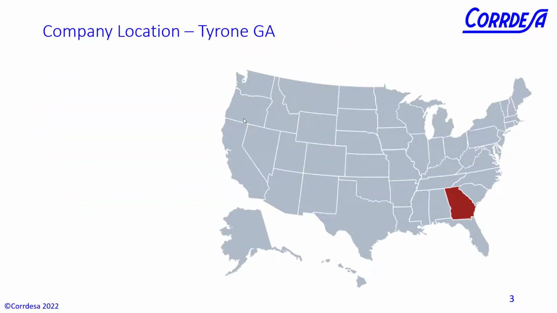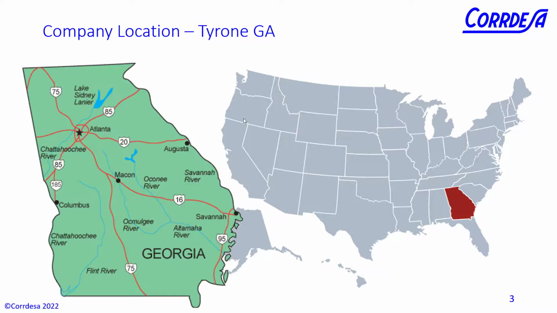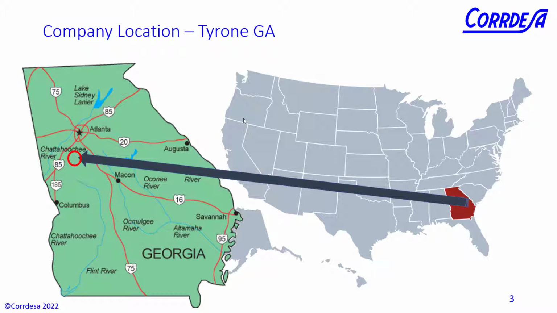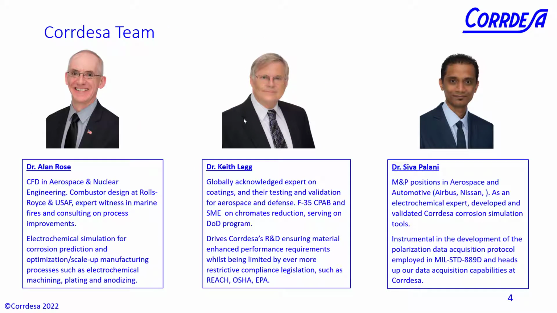So it's a small company, and interesting fact, small companies in America are defined as companies with less than 500 people, and I think less than 50 million turnover. So we're not just small, I would say we're quite tiny, but we're specialized. We're based in a place called Tyrone, Georgia, which is southwest of Atlanta Airport by about 20-25 minutes.